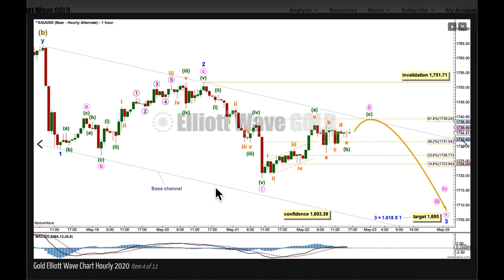This base channel is the same as the channel drawn on the last hourly chart, and now instead of A, B, C, we're looking at a couple of overlapping first and second waves, minor 1 and 2, and within the start of minor 3, minute 1, minute 2 may end at the upper edge of the base channel, and it may not move beyond the start of 1.